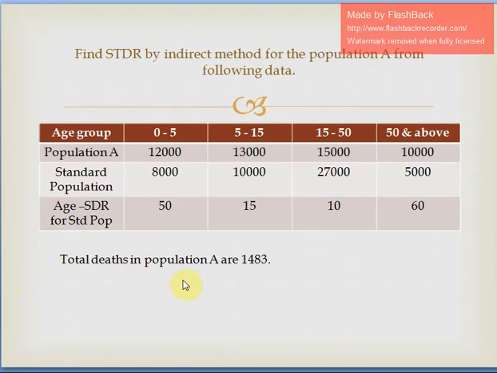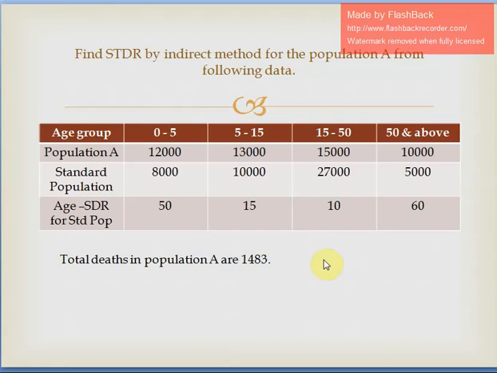But if you see this, we are given total deaths in population A, and that is 1483. The total population is known. First we calculate CDR, and to get this CDR, we simply need total deaths divided by total population of A. If we add this, 12,000 plus 13,000 plus 15,000 plus 10,000 comes to 50,000. So total deaths are 1483, and 1483 divided by 50,000 multiplied by 1000.